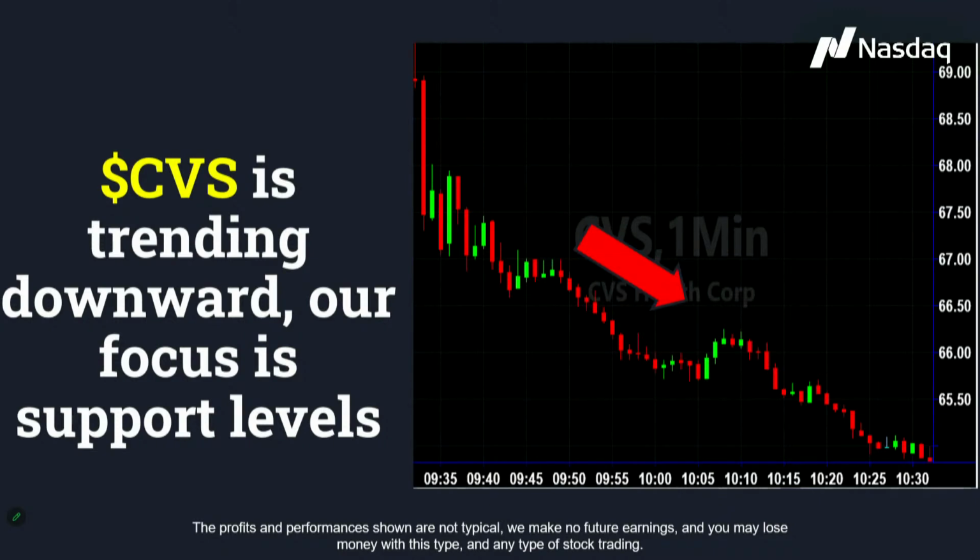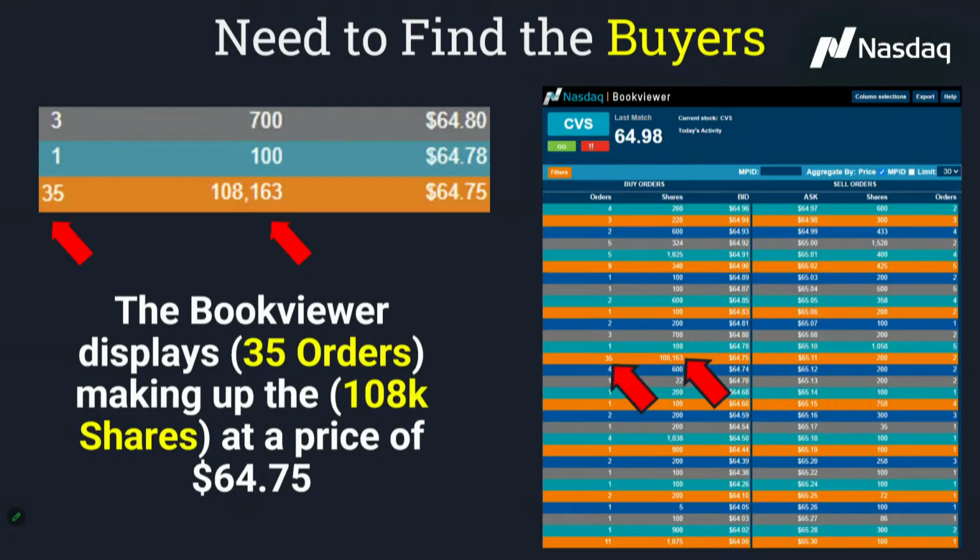What's great about the BookViewer is it tells you where the orders are. You can see on the first chart that we have it trending down. It's taking a very big hit. With the BookViewer, the question is, can the stock go to zero? Chances are obviously not. There's always going to be something called program trading, where there are orders everywhere. You'll see buyers hovering right here on the BookViewer around $64.75. What's key is that there are orders at every single price level. At that 64.75, you've got 35 orders around the entire world that make up 108,000 shares.